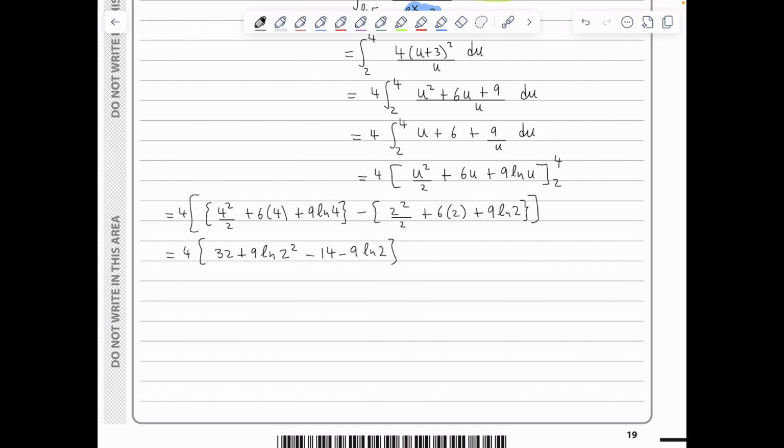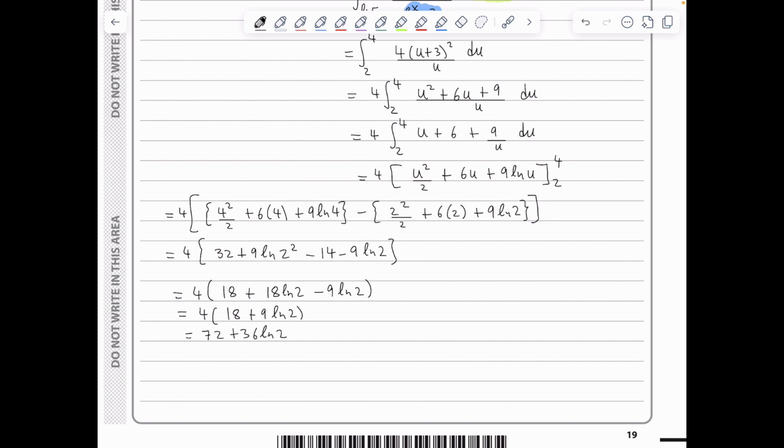Now we know with the power law of logarithms that the 2 can come down. So 32 minus 14 is 18. So we're looking at 4 brackets 18 plus 18 ln 2 minus 9 ln 2. And therefore we've got 4 brackets 18 plus 9 ln 2, which I will expand to get 72 plus 36 ln of 2.